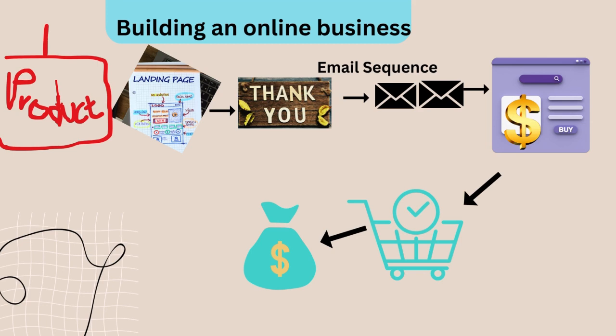Then, since you already have their email, you will be able to start doing the email sequence. So you can do the first email, the second email, the third email, just talking to them, engaging with them, upselling, telling them more about your product. And when they feel confident that they want to buy from you, they will, of course, buy from you. And here we can see someone clicking on buy there and then adding to cart, and you're making a sale. And this whole system is automated. We call this a sales funnel.